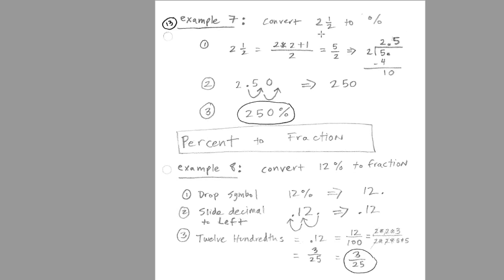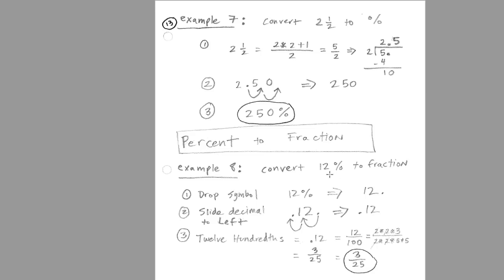Example 7, converting 2 1/2 to a percentage. Well, 2 1/2 is really 2 times 2 plus 1 over 2, so 5 2s. If I do the division, I get 2.5. Now I can slide the decimal and add the percentage symbol. How about a percent to a fraction?